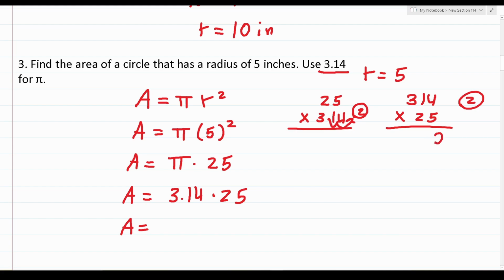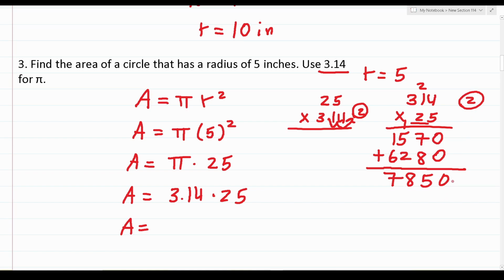4 times 5 is 20, so drop down a 0, carry a 2. 5 times 1 is 5, plus 2 is 7. 5 times 3 is 15. Before we start multiplication with this 2, we have to bring in a 0 placeholder. 2 times 4 is 8. 2 times 1 is 2. And 2 times 3 is 6. Let's add these together now. 0 plus 0 is 0. 7 plus 8 is 15. Carry a 1. 5 plus 2 is 7, plus 1 is 8. And then 6 plus 1 is 7.